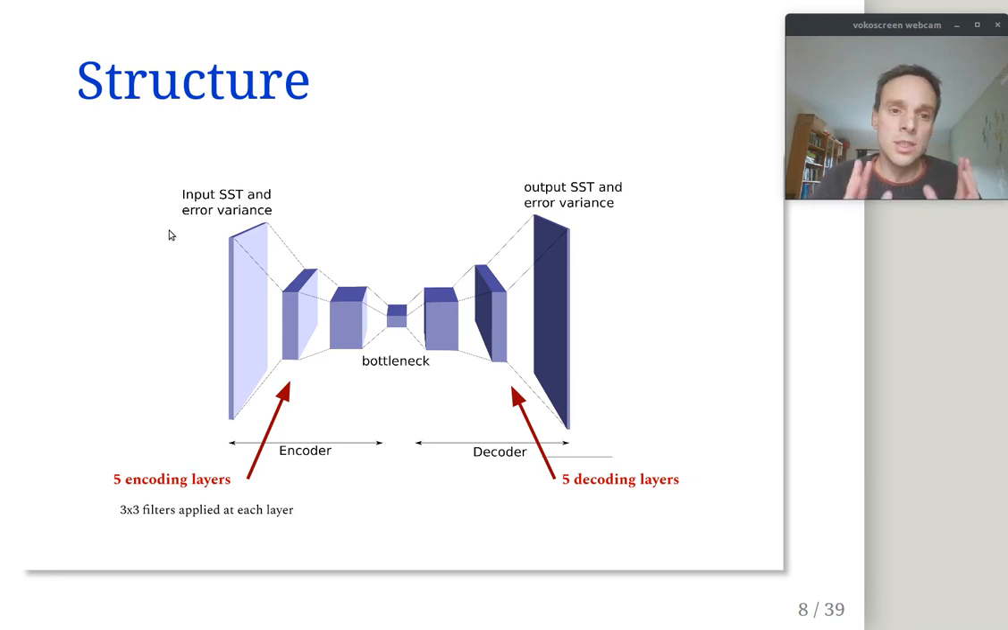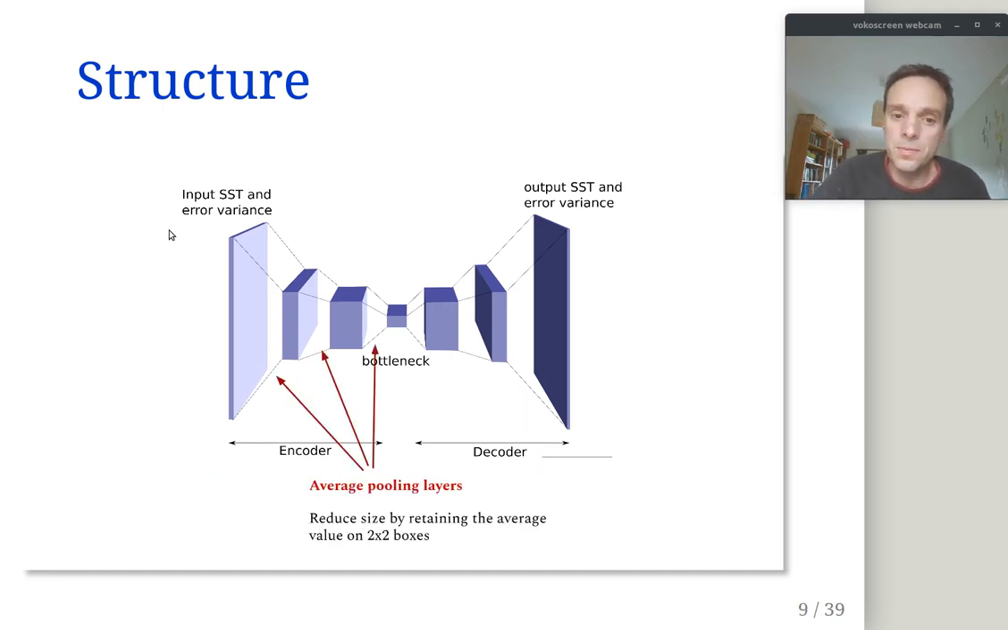And so the autoencoder has a quite symmetric structure. The first step is the encoder, which tries to compress information. We're using 5 encoding layers, but this is a parameter that can be changed easily, and 5 decoding layers to get the full image in return. And after every convolution step, we have what is called the average pooling. So we are reducing the effective spatial resolution by a factor of 2.